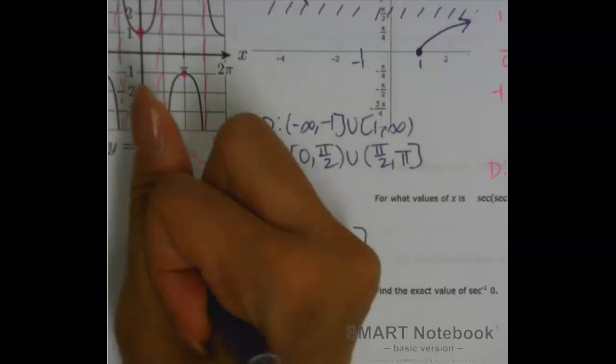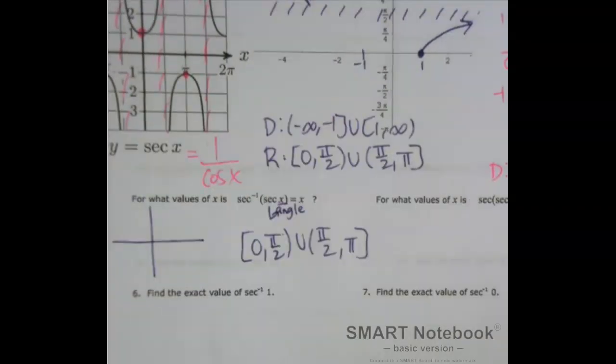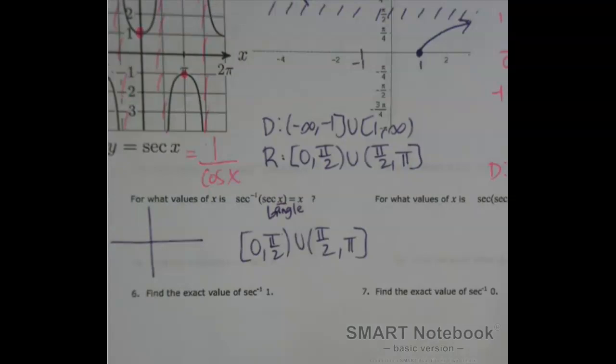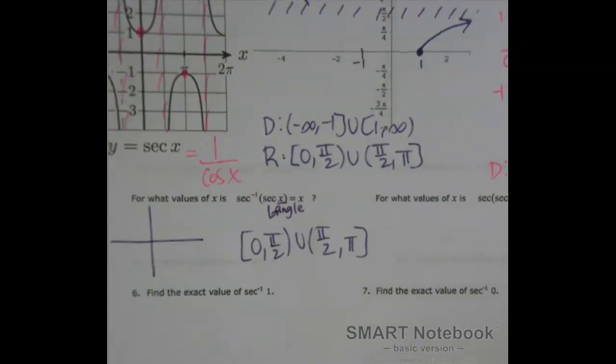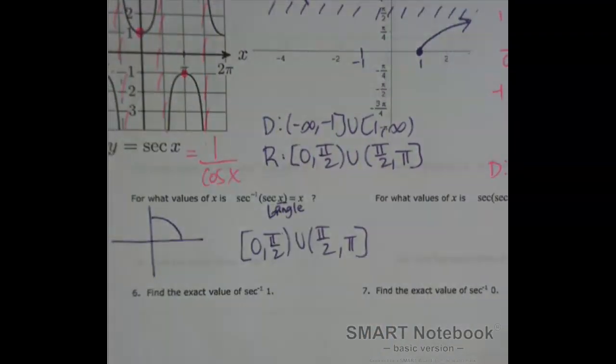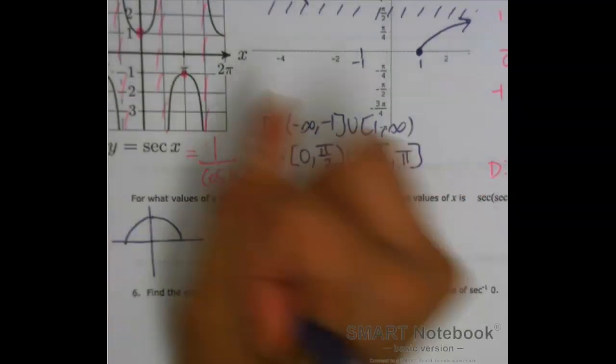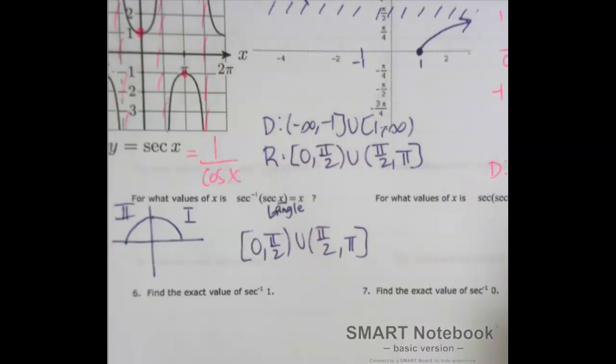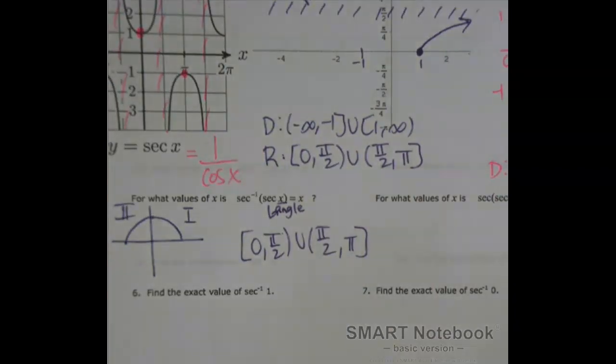Carlos, one last question. Where would that be on the unit circle if we're going from 0 to pi over 2 and then pi over 2 to pi? What quadrants? And the second one, yeah. First and the second one. Quadrant 1 and quadrant 2. What's the only value we're not including in quadrants 1 and 2, Carlos?